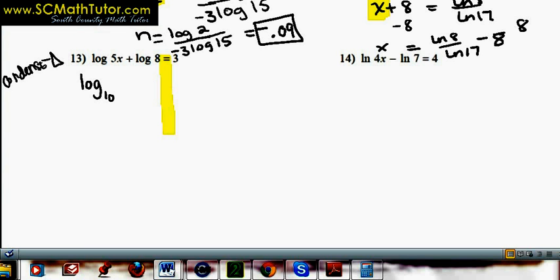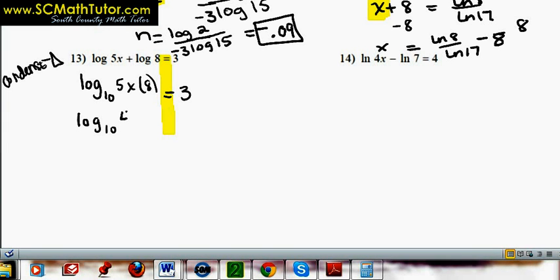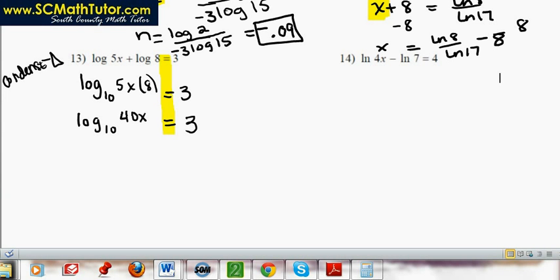Plus becomes multiplication, so this is 5x times 8 equals 3. I'm going to simplify that, so this is log base 10 of 40x equals 3. Again, where did I get the 10? If you have a log and you don't have a base, the assumption is that it's base 10. Just like if you have an ln, the assumption is that it's natural log, so the base is e.